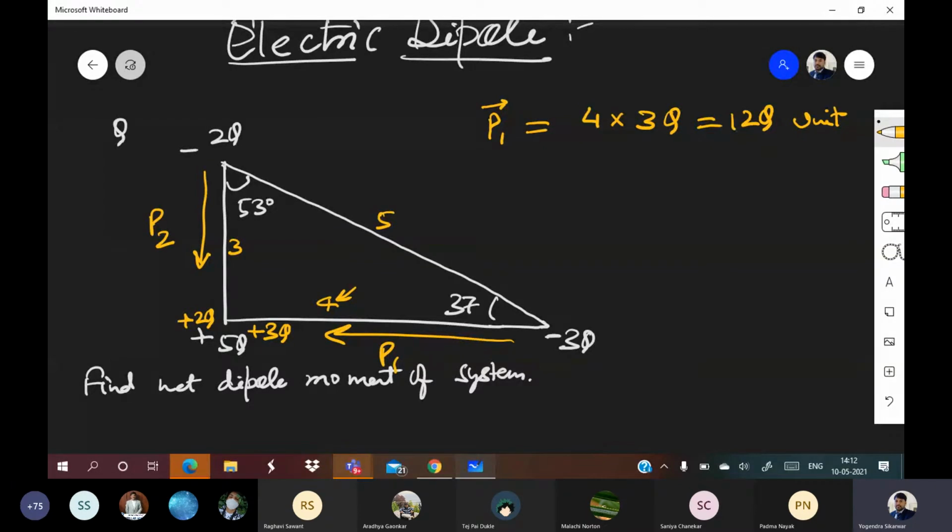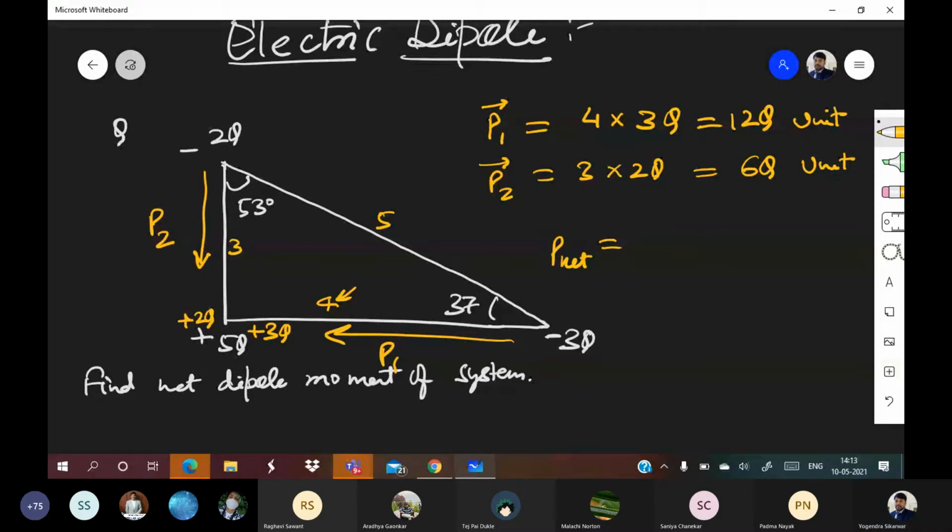All right. Now P2 will be 3 into 2q. So 3 into 2q will be 6q units. So basically one is 12q units and one is 6q units. So the net dipole moment vector is equal to P1 vector plus P2 vector.